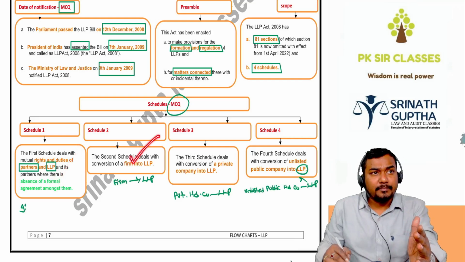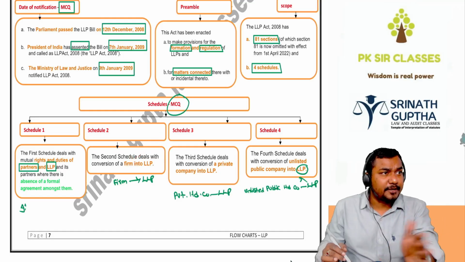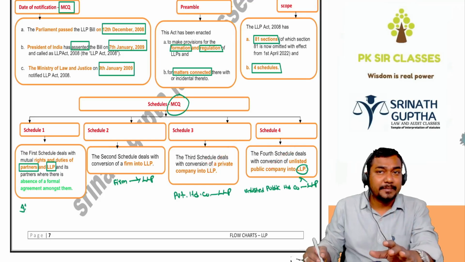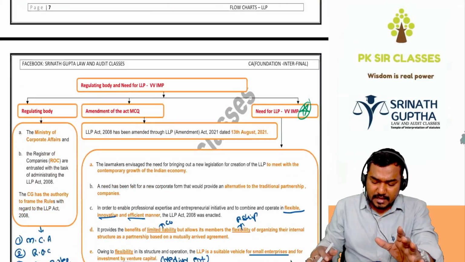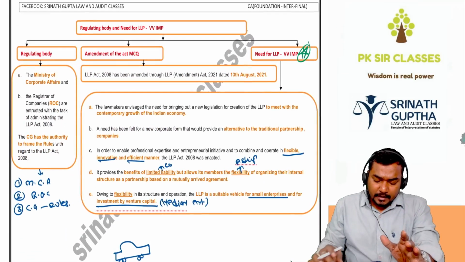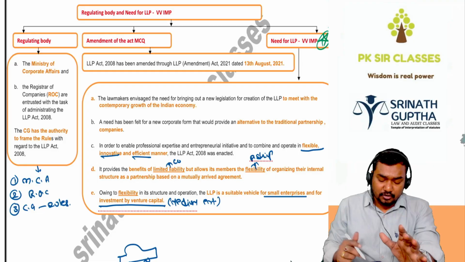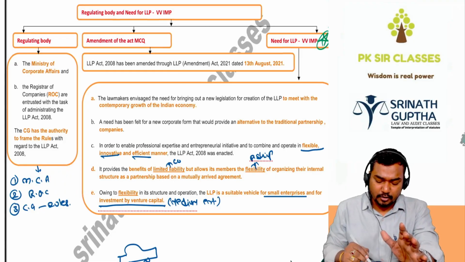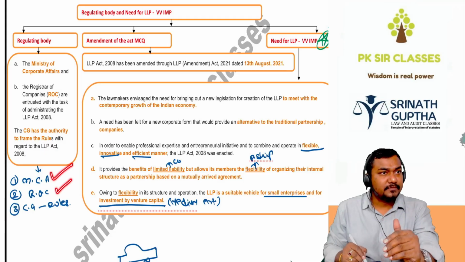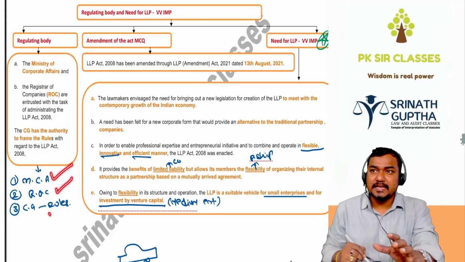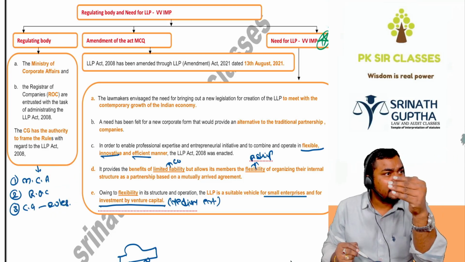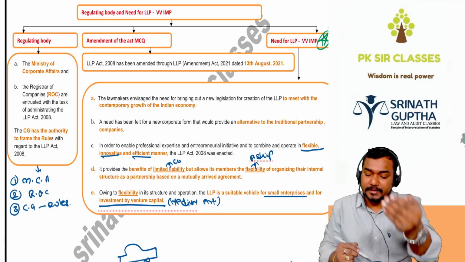And Schedule 2 contains the procedure for conversion of the firm into LLP. Next, private company into LLP. Schedule 4, unlisted public company into LLP. Listed company cannot convert into LLP. And regulatory body, LLP is governed by the MCA, ROC, and CG has a right to make the rules. So Minister of Corporate Affairs along with the ROC will regulate the LLP Act, and CG has a right to make the rules. In Companies Act rules are there, no? Like Companies Act, LLP Act also may have the rules in the future. CG has a right to make the rules.